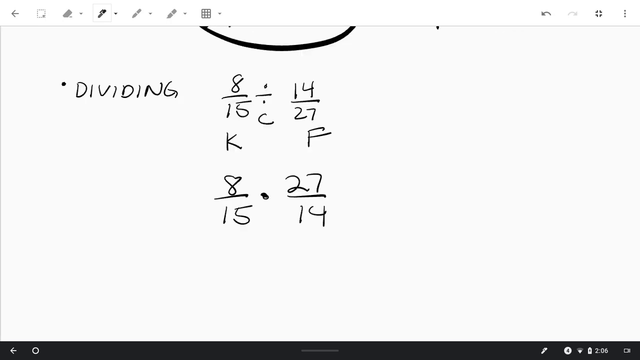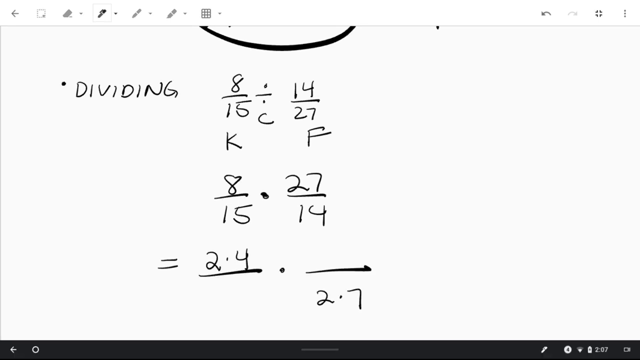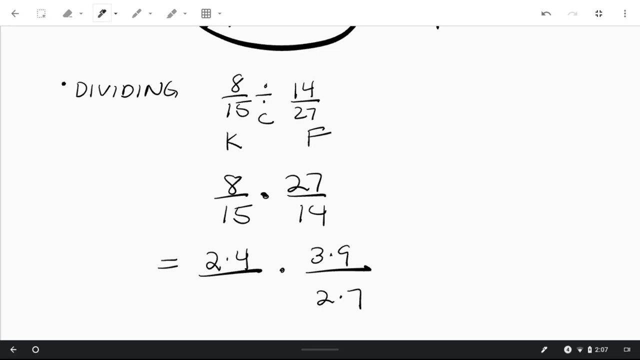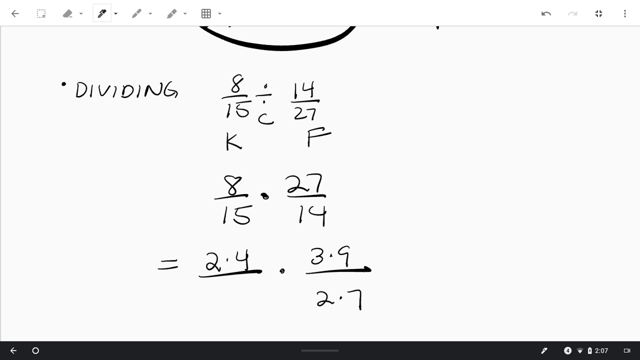Okay, so 8 and 14, they have 2 in common. So let's go ahead and factor that as 2 times 4. And the 14, let's do 2 times 7. And then the 15 and the 27, they have 3 in common. So let's rewrite those as 3 times 9 and 3 times 5.